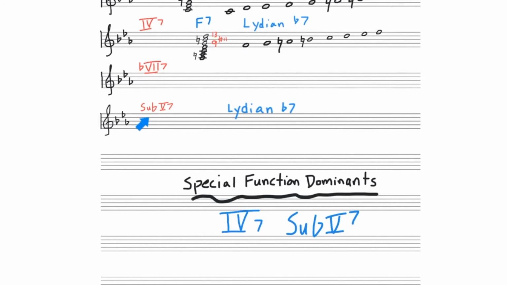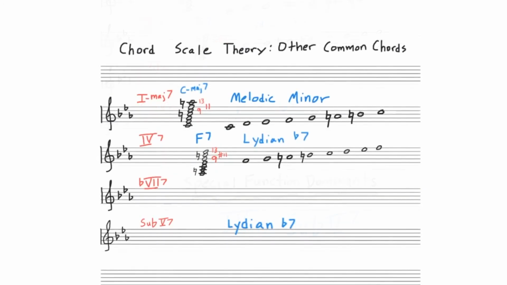Finally, let's look at the flat 7-7 chord. In the key of C minor, this would be B flat dominant 7. This will be taken from the 7th position of natural minor. So here are the possible tensions.